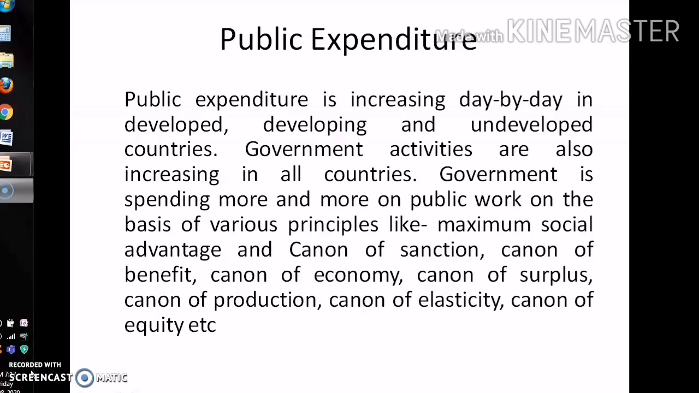The volume of public expenditure has been growing in all countries because of the continuous increase in the activities of the state and other public bodies. That is, public expenditure is increasing day by day in developing, underdeveloped and developed countries.